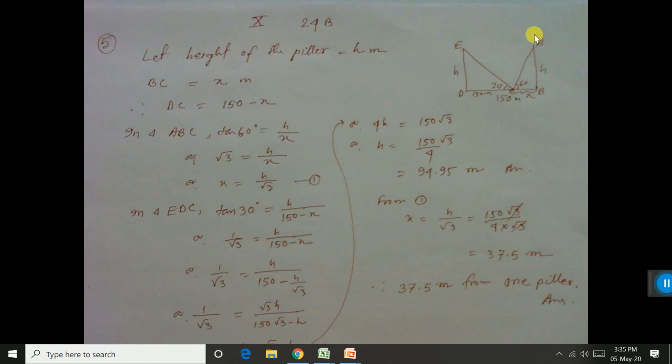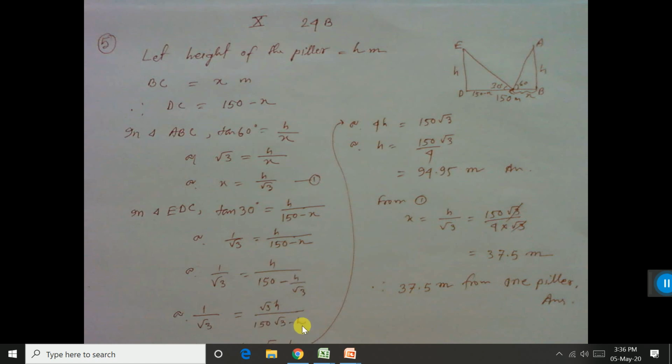So if you take triangle ABC, then tan 60 equal to perpendicular h and base x. Now root 3 will go down, x is coming here, so h by root 3, this is the value of x. Next in this triangle EDC, tan 30 equal to perpendicular, that is h, and base is this 150 minus x. Now tan 30 value 1 by root 3, and you put the value of x as h by root 3, put here. Then do LCM, root 3 will go up, root 3 is equal to 150 root 3 minus h.